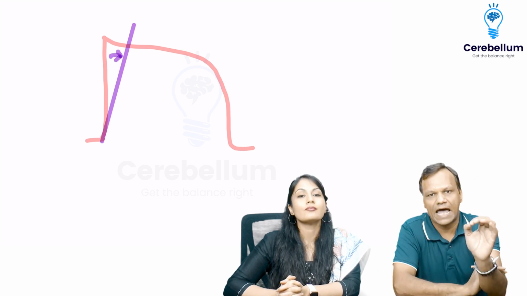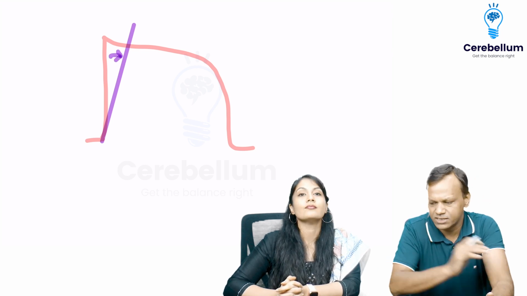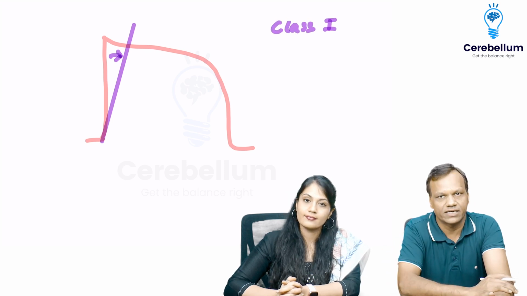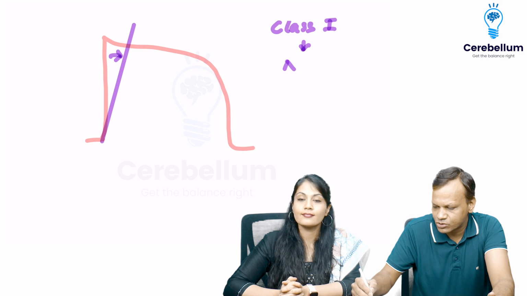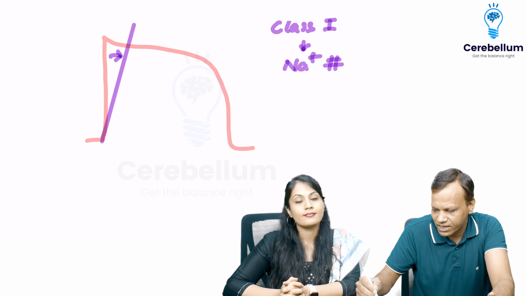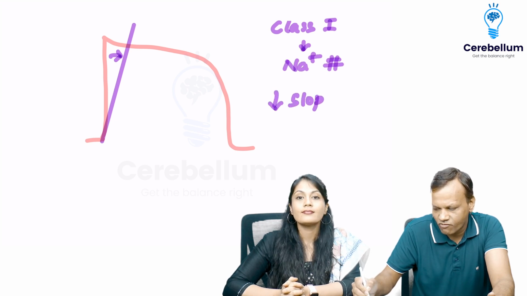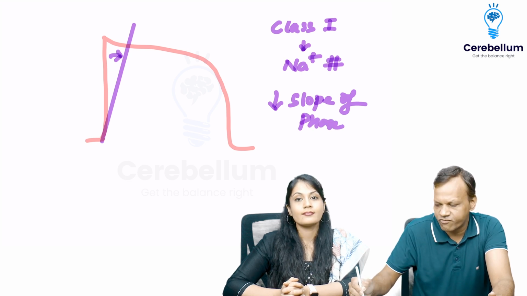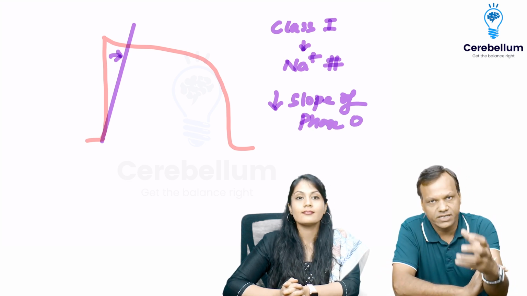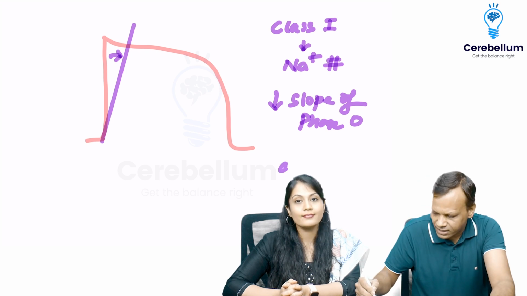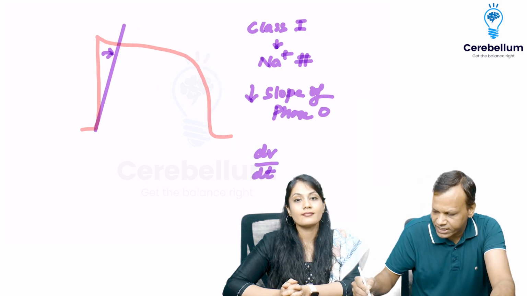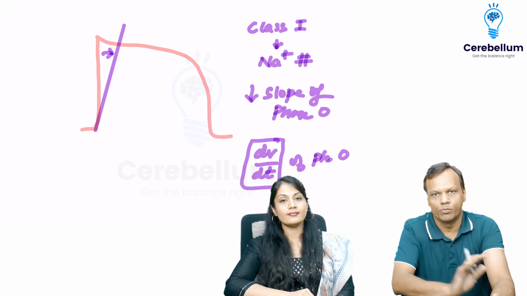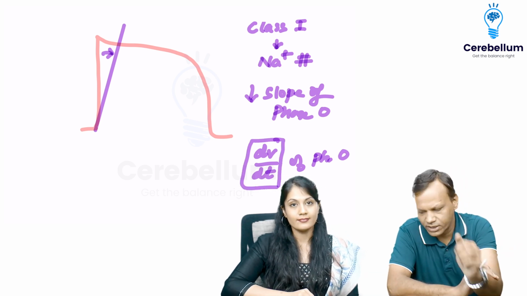So simply this arrow is the action of sodium channel blockers, and sodium channel blockers are classified as class 1 anti-arrhythmic drugs. Class 1 anti-arrhythmic drugs are sodium channel blockers, and they will decrease the slope of which phase? It is phase 0. So they will decrease the slope of phase 0. And this is what is written in your books as: class 1 drugs decrease the dV by dt of phase 0. This dV by dt is nothing but the formula of slope. So they will decrease the slope.